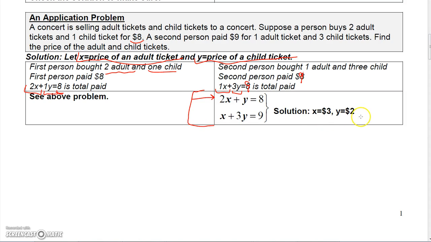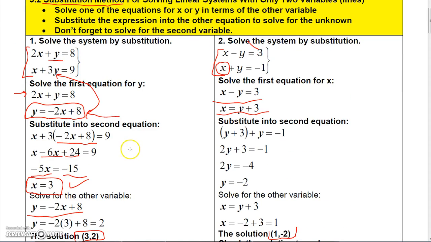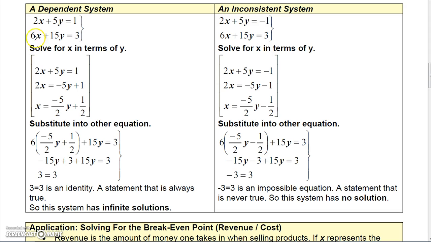So that's how I know the answer is 3, 2. So the ticket prices were $3 per adult ticket and $2 per child ticket. And you can go back up here and look at this first one if you need to see how I solved it. Okay, let me show you this first problem here.